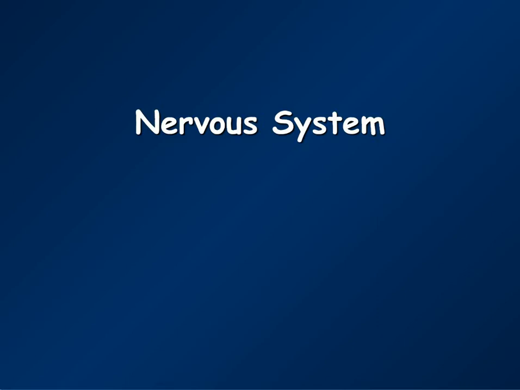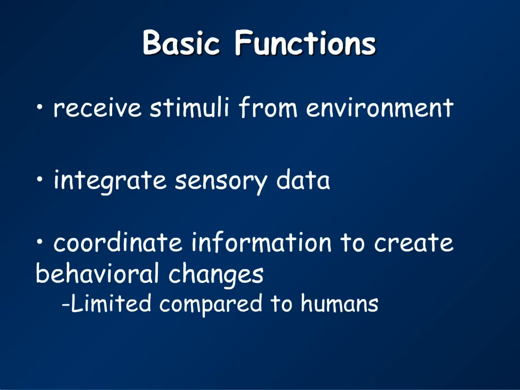All right, the last system we are going to discuss is the nervous system. So the basic functions of the insect nervous system is to receive stimuli from the environment, integrate sensory data, and coordinate information to create behavioral changes. Now note that in insects, this coordination is limited compared to humans.